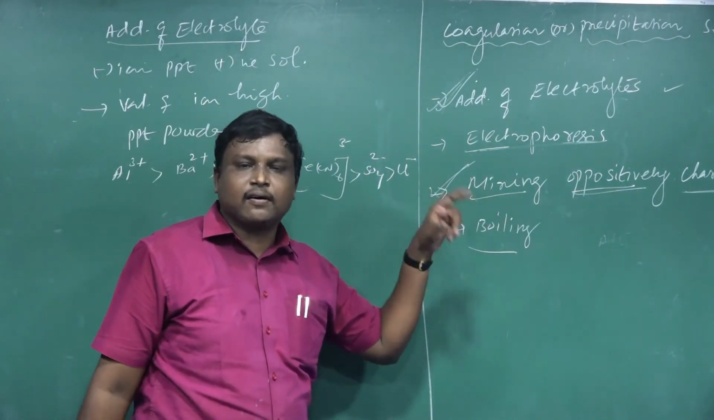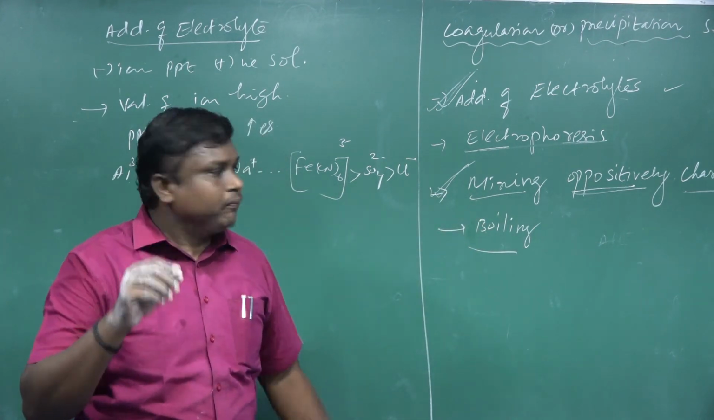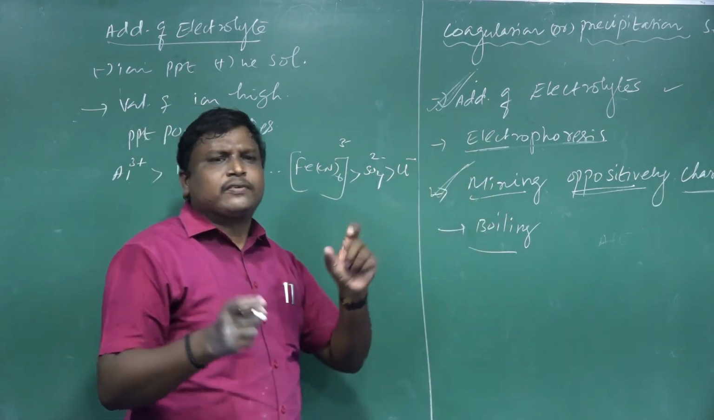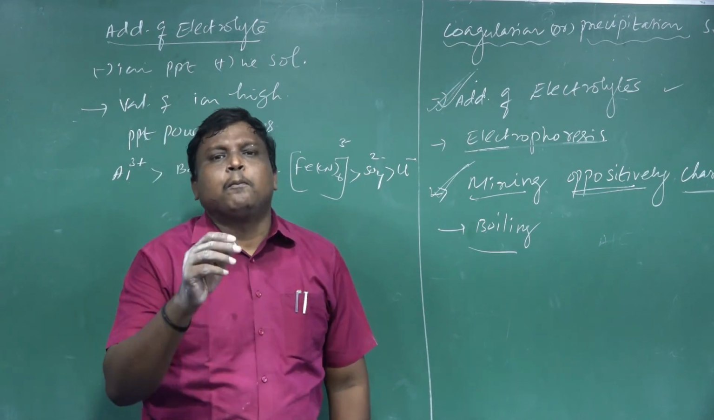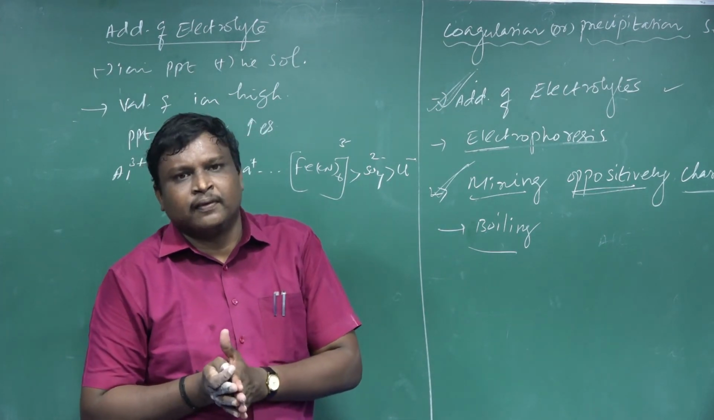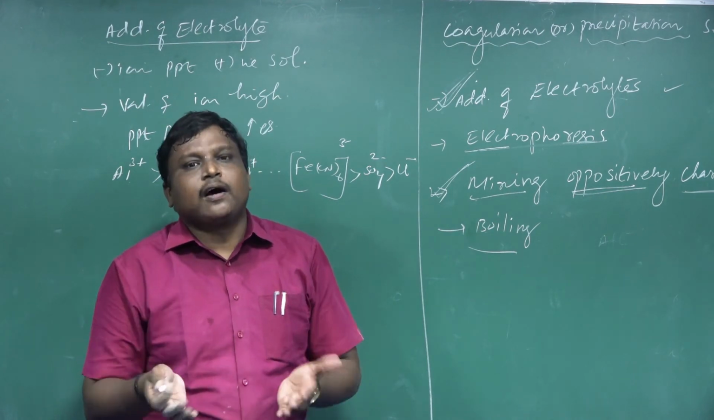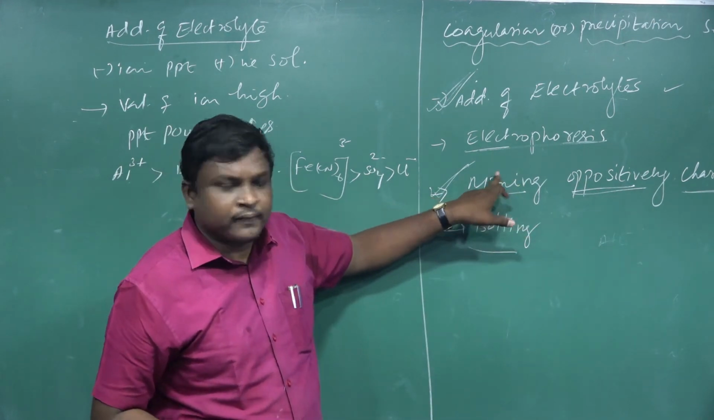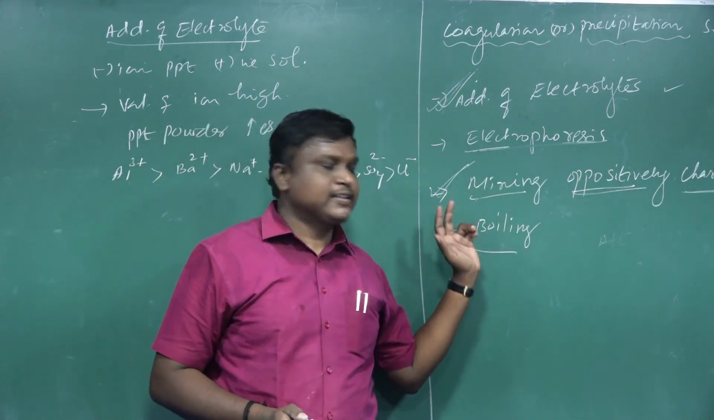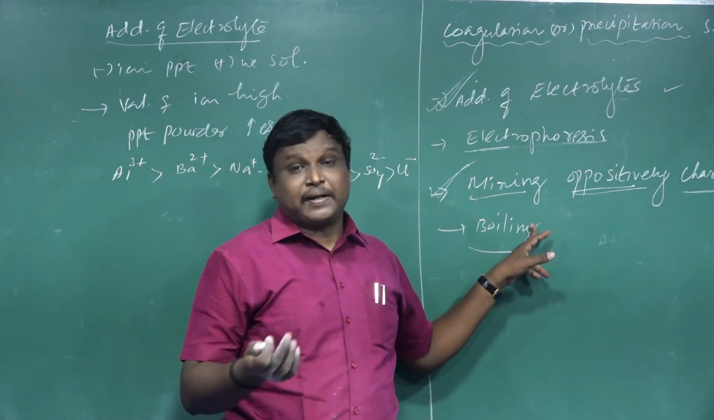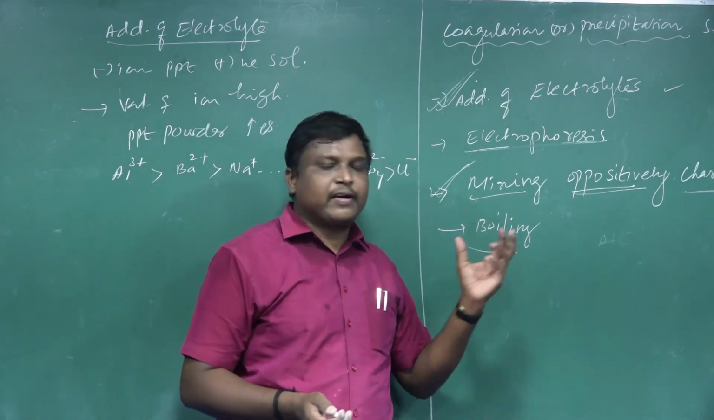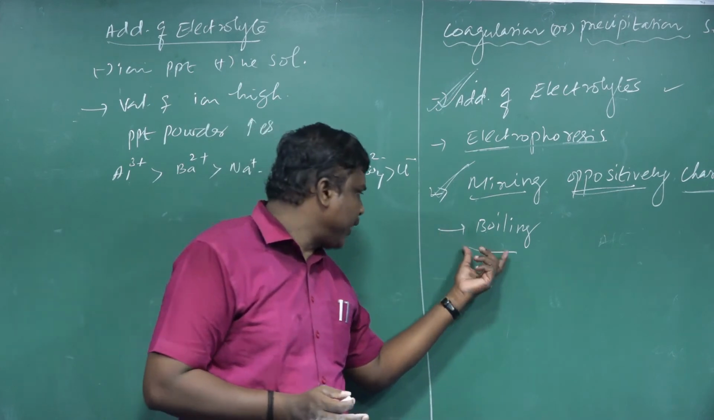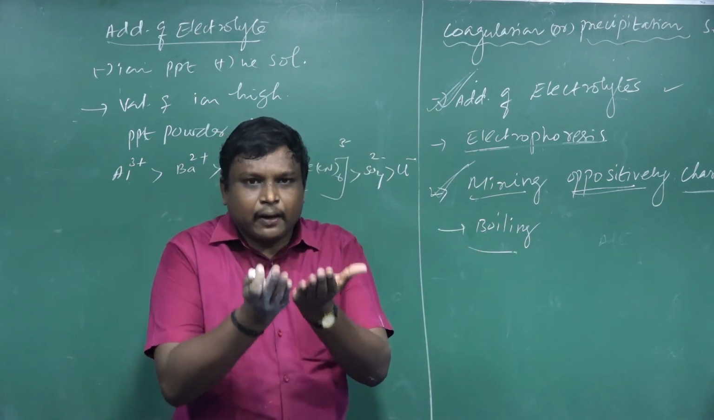Next, mixing of oppositely charged salts. When a negative ion and a positive salt particle are mixed, they get neutralized and get precipitation or coagulation. Last one, boiling. When you are boiling, depending upon temperature, the colloidal particles collide, and finally get precipitated.